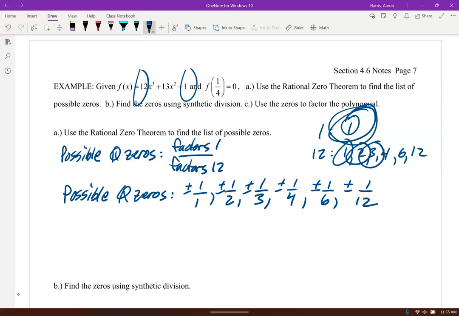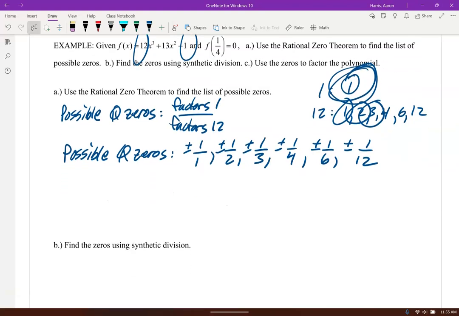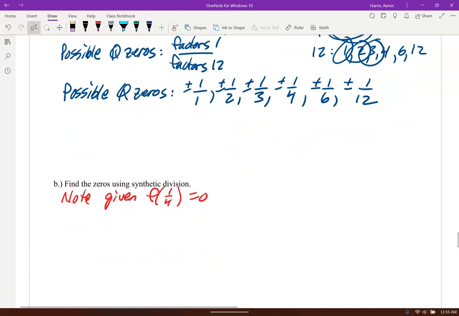Note, you're given f of 1/4 is 0. So I'm like, oh, that's nice. Then I don't have to start, is it 1? Is it -1? Is it a half? Is it -1/2? And so on. They give us that 1/4 is one of them.